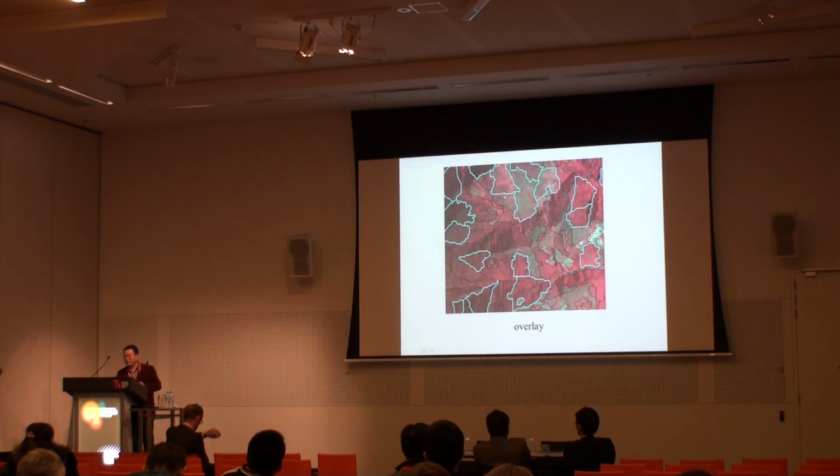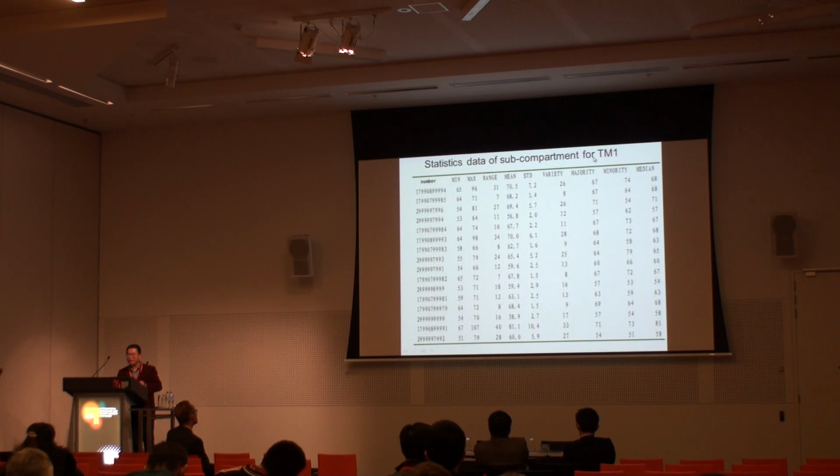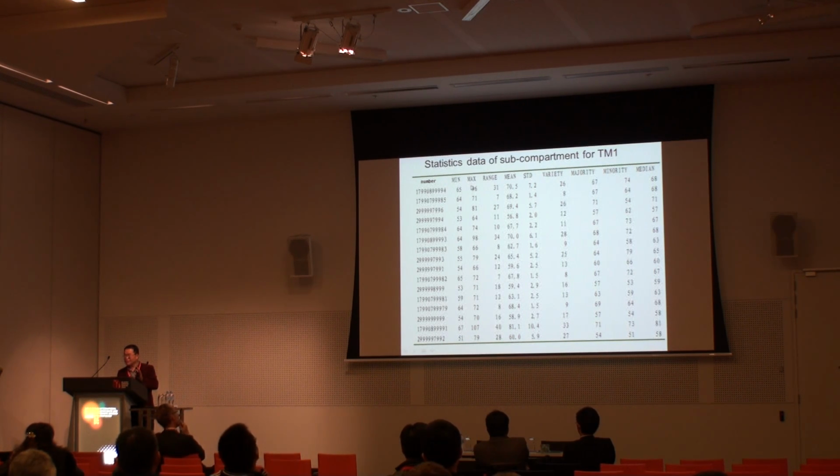Here is the overlay. You can see the boundary of subcompartment and the Landsat TM bands and the other features. Here is the value of subcompartment for each band. For example, for TM band 1, this is the subcompartment number, and this is the value: mean, max, range, mean, standard deviation, and average.